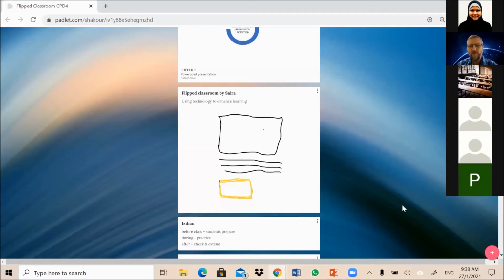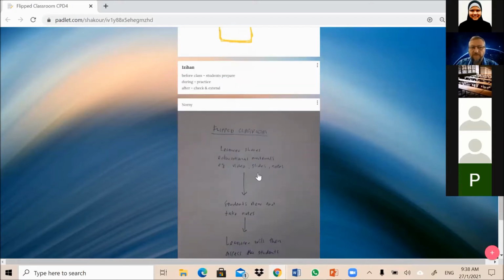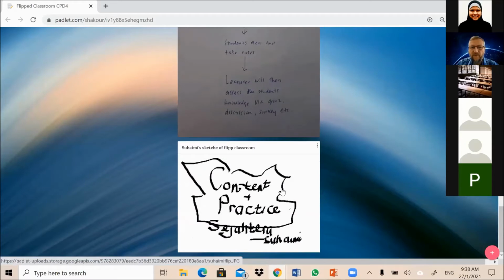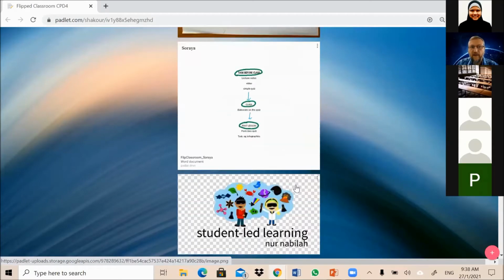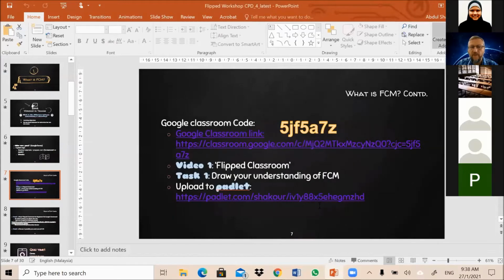Okay, so it's quite abstract then, but caught our attention. So thank you for that. I think this one below, it's not a drawing, but it's very clear. Before the class, the students prepare. During the class, they practice. After, check and extend. So that, I think, is a good summary of the process. Content and practice. So we have quite a few different variations, all of which I think capture the essence of what it is.